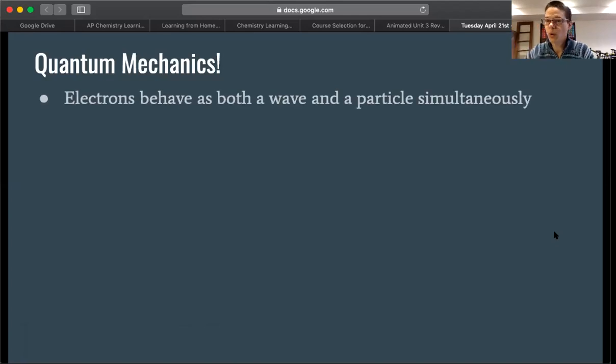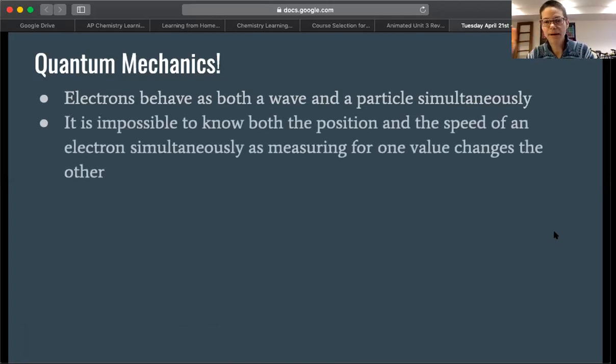So what quantum mechanics is going to say is that electrons behave as both a wave and a particle at the same time. But it is impossible to know how fast it's going and where it is at the same time. Because if I try and see where an electron is, the act of seeing it will change its speed. And if I try and measure how fast it's going, the ability to measure how fast it's going will actually change its location, because it's so small that anything you do is going to affect it.